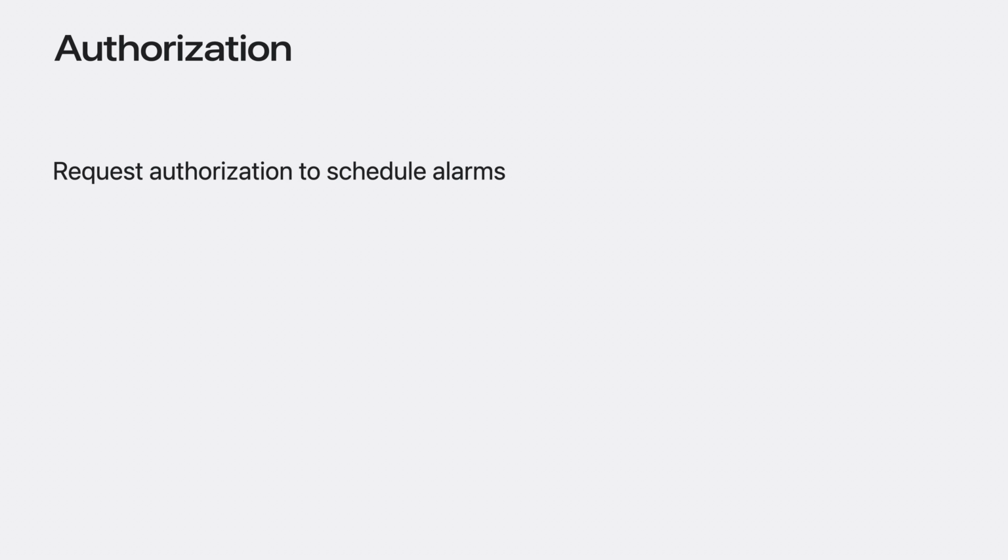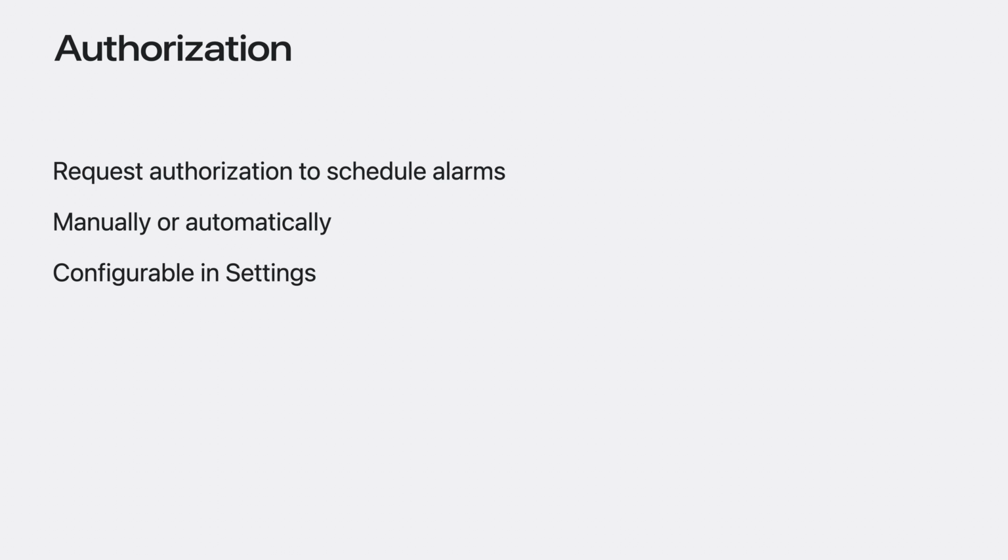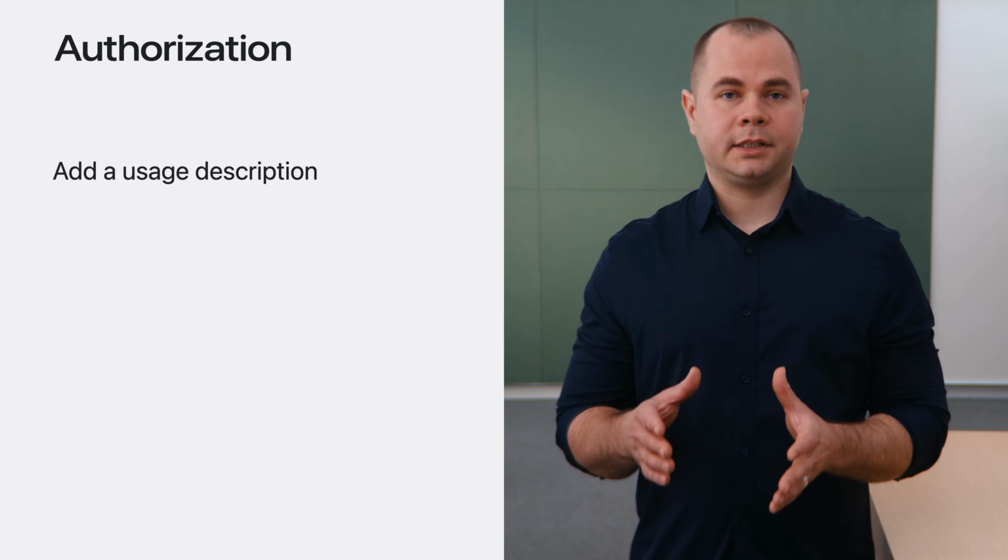Now that you know what an alarm is, let's talk about what you need to do to allow people to authorize your app to schedule alarms. Before your app can schedule alarms, people will need to consent by providing authorization. You can request authorization manually, or it will be requested automatically when you create your first alarm. At any time, people can change their authorization status in the Settings app.